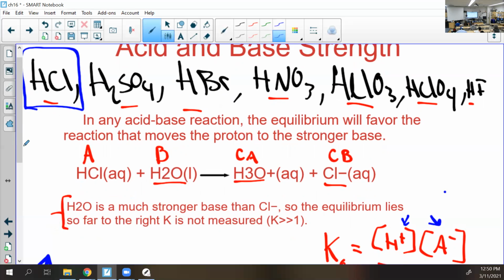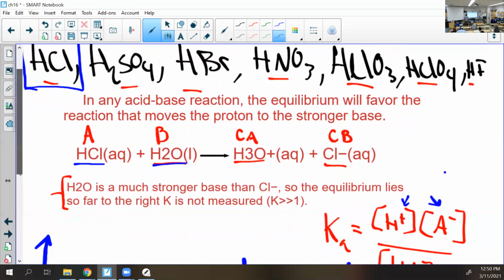Okay, moving on. So follow this. In any acid-base reaction, the equilibrium will favor the reaction that moves the proton to the stronger base. So this is the real answer to the earlier question. So when we have HCl reacting with water, we end up with our acid, my base, my conjugate acid, and my conjugate base.